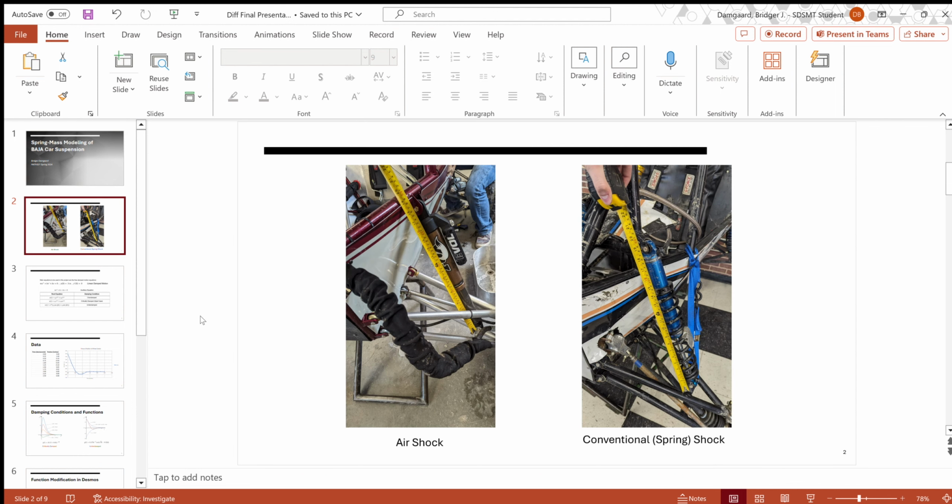So on the Baja team, we've got two different forms of shocks that we use. We use air shocks and we use conventional spring shocks. I noticed Tristan Hanley a few years back modeled our air shocks, and that led to some weird numbers because of air shock rebound. It's really nice for the actual use on the car, but it's very not nice for modeling. So I decided to go with our spring shock setup.